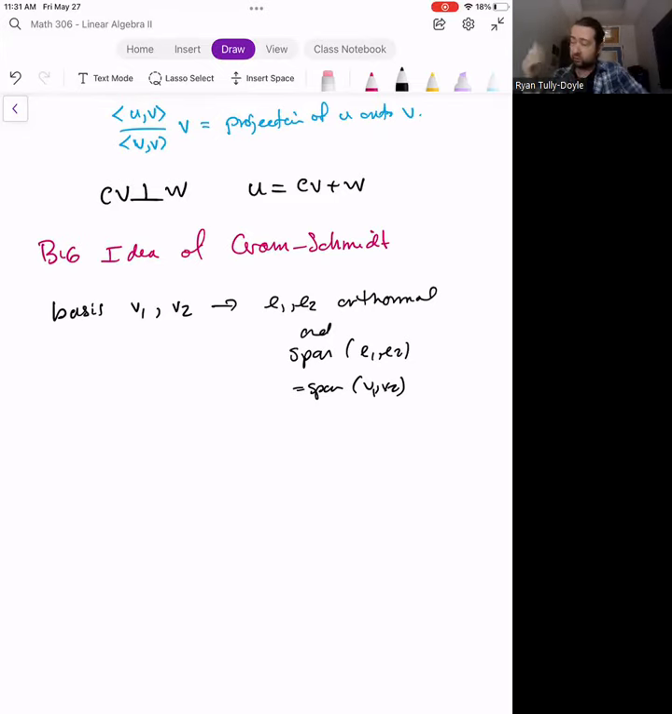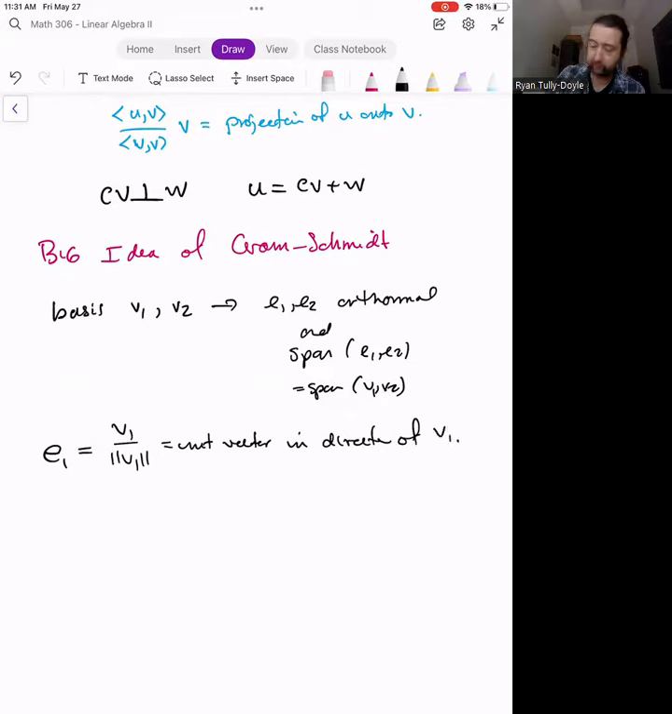And so what the procedure looks like is this. e1 is really easy to find because we could just take v1 and normalize it. So we take e1 and we set it equal to v1 divided by the length of v1. So this is a unit vector in the direction of v1.